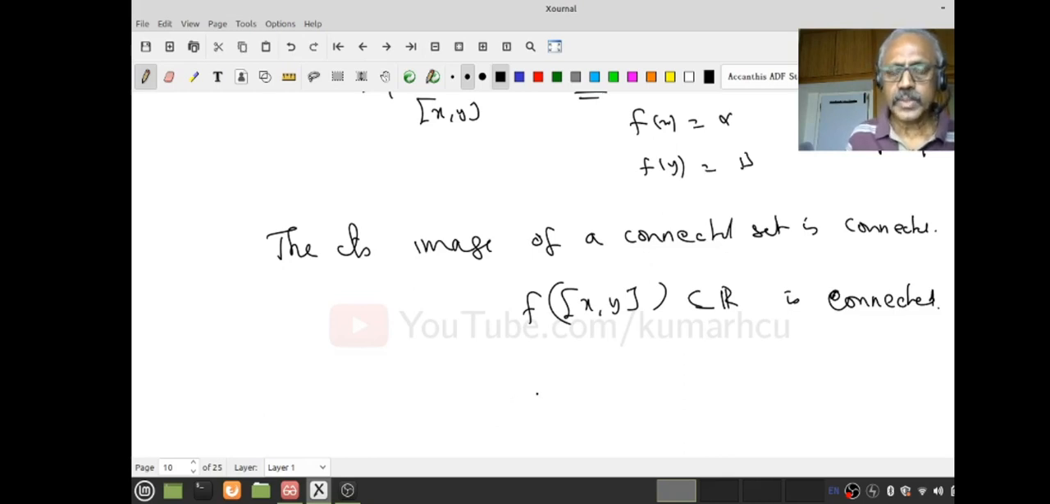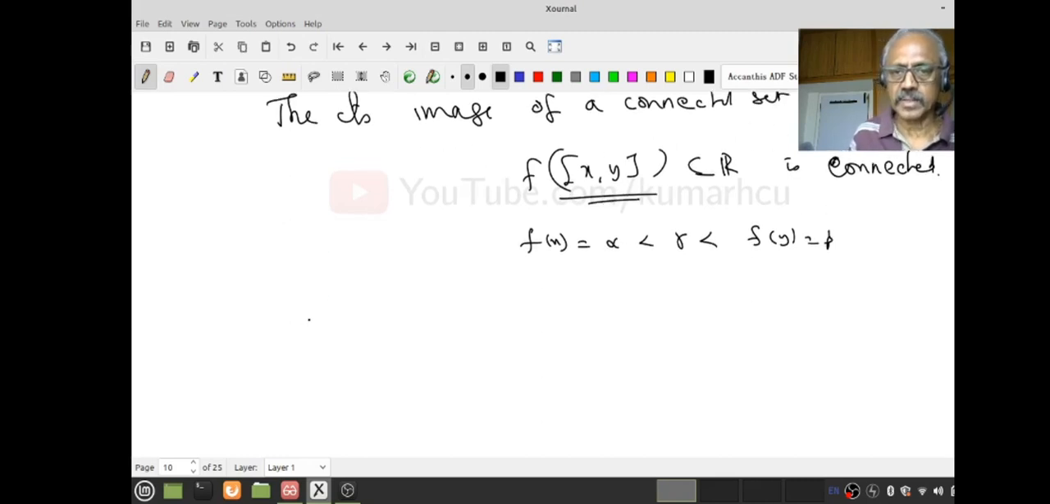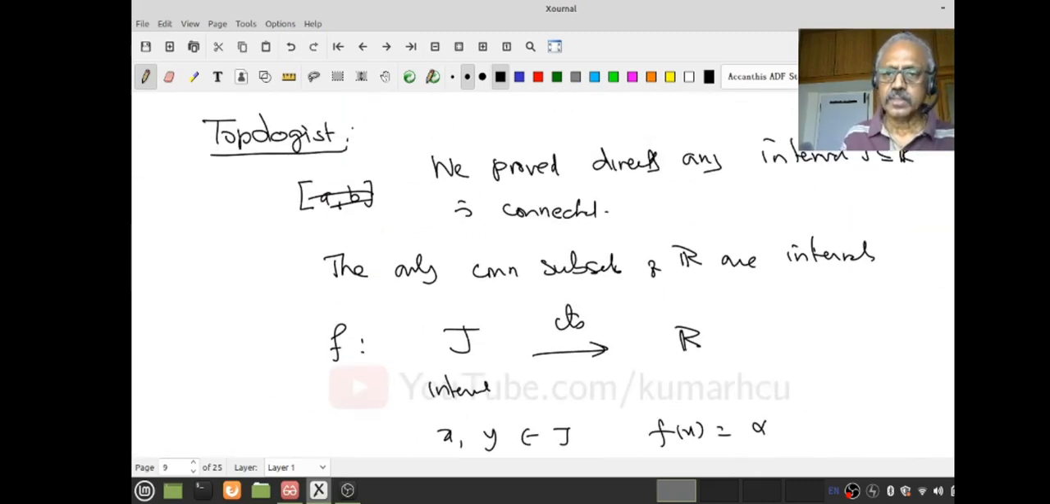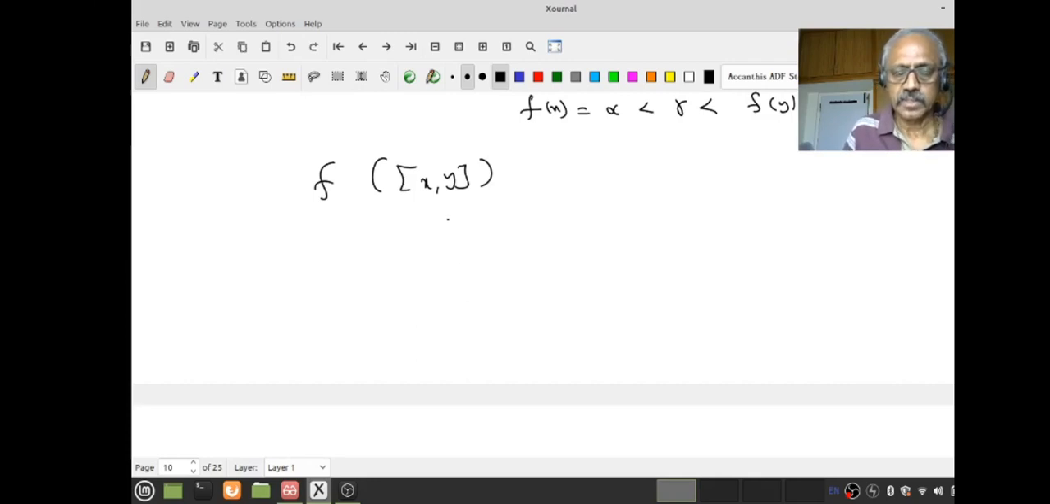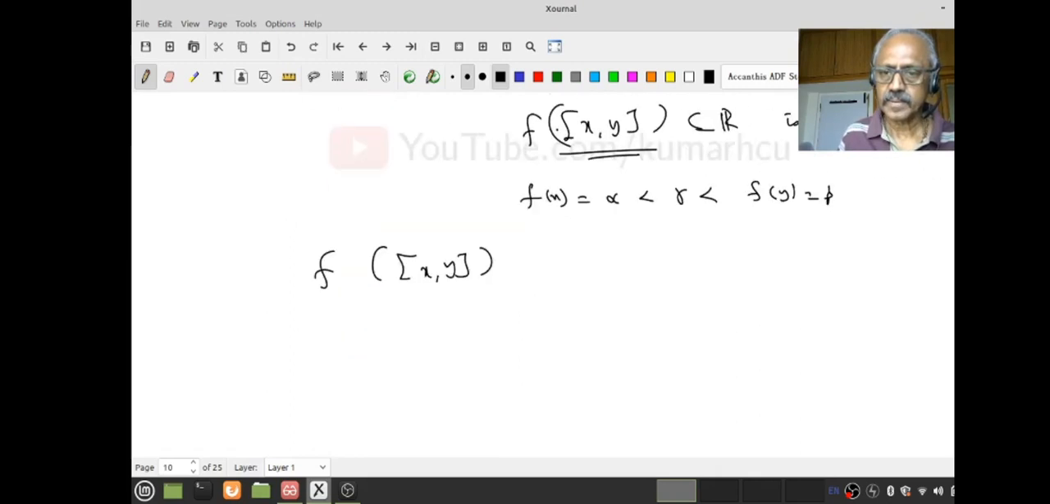Now, what do I know? f of x, which is alpha, is less than gamma, is less than f of y, which is beta. Now, since this is connected, I know this is an interval. Therefore, f of xy, because we know we are characterized. What is our assumption? We know the only connected subsets of R are intervals, right? Therefore, this is connected, therefore it's an interval.